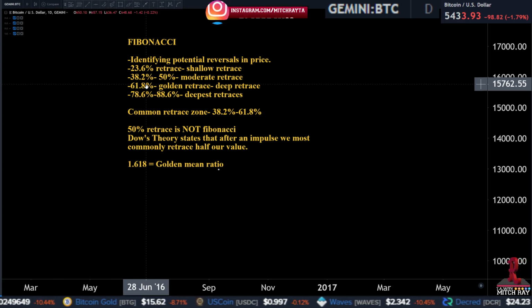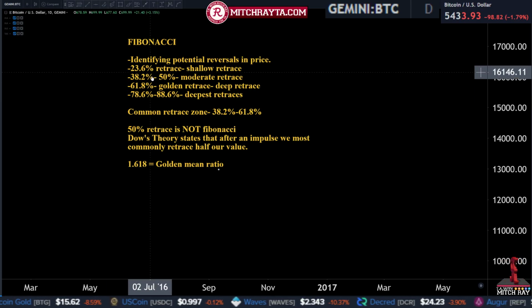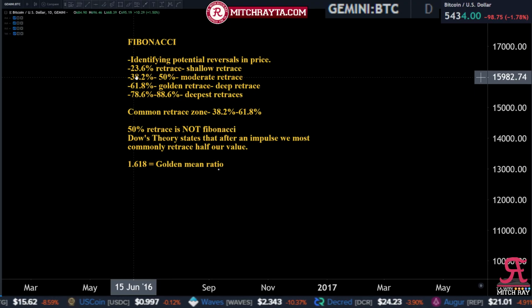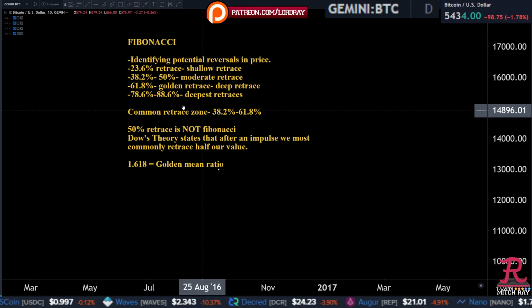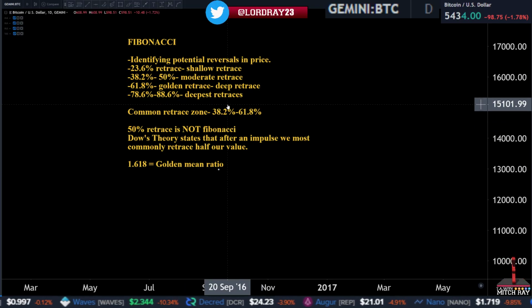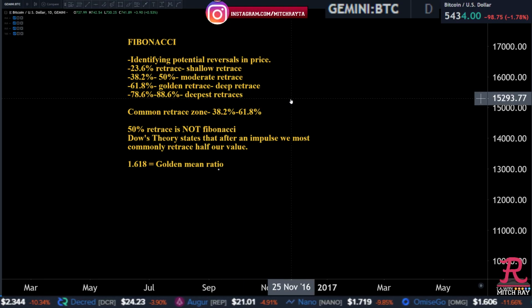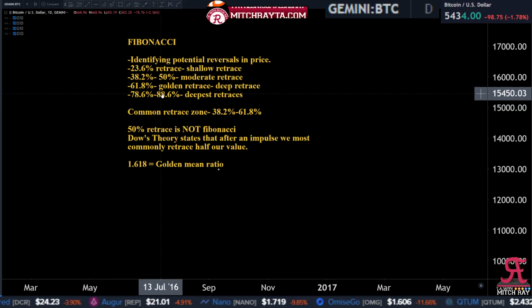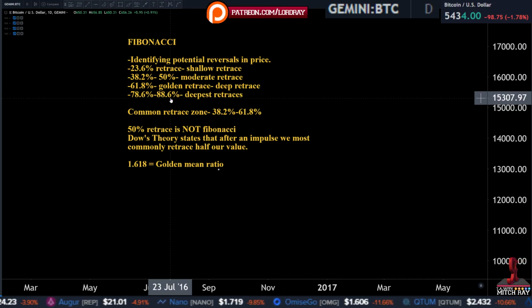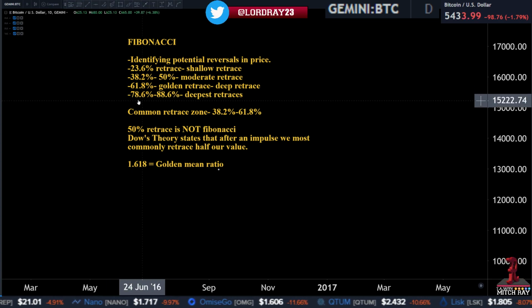So between the 38.2 and the 61.8 is what we call the golden zone. That is the common retrace zone. That is where, mathematically, we get most of our price action reversals. But it is not to say that we cannot continue running to the upside or downside to hit the deepest retraces, which are the 78.6% retrace and the 88.6% retrace. That is really where all our harmonics start hitting their entries.